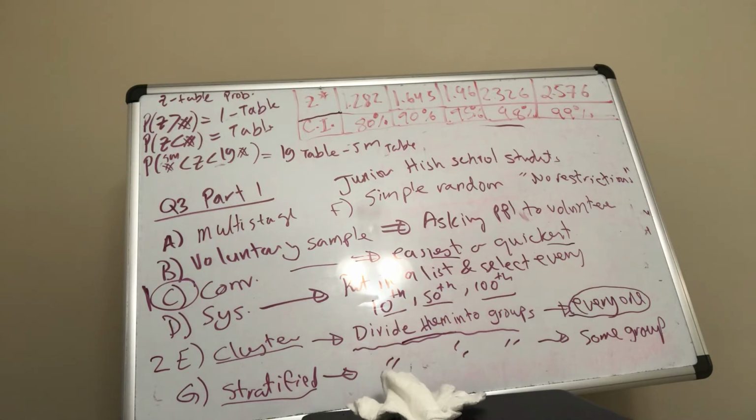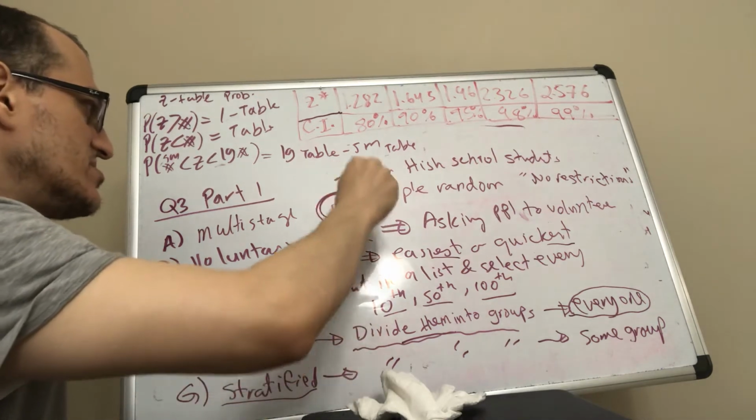Select a sample of 200 from Halifax. See? Just select a sample of 200. No restrictions. That's the right way to do it.